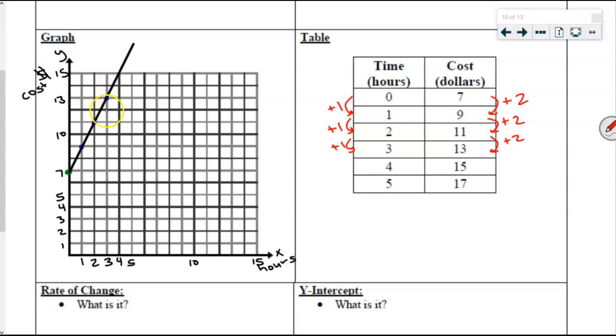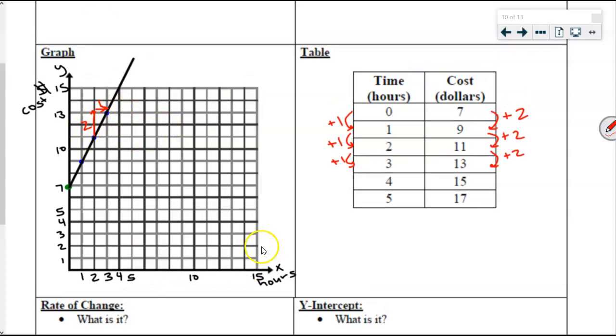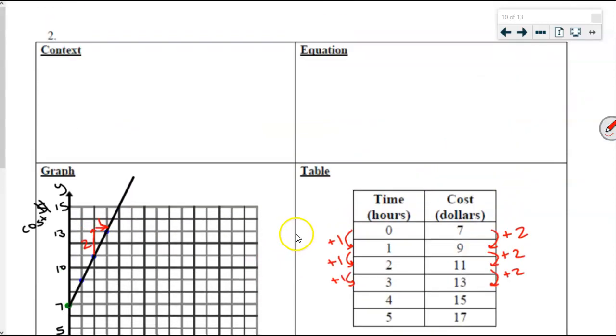Hey, while I'm at it, what's the slope of this line? What's the rise? What's the run? Yeah, up 2 over 1. And we are counting by 1, so when I'm going from 11 to 13, it's increasing by 2 over by 1. I think that means, do you think you're ready to write the equation?